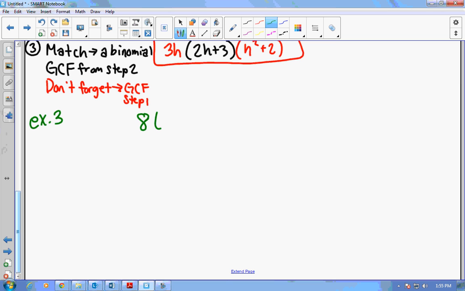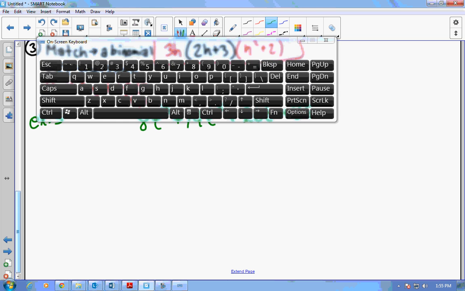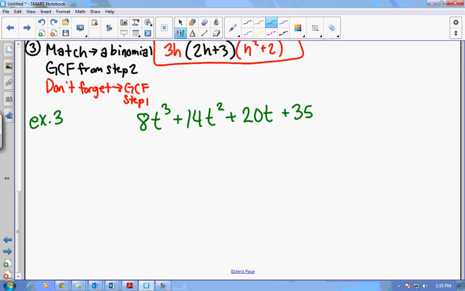Factor 8t cubed plus 14t squared plus 20t plus 35. Now, not all polynomials are factorable. The ones in our homework should be, because it's a nicely written book. So if you don't get a match, you've probably done something wrong. Step 1. What was step 1? Haruna, what was step 1?